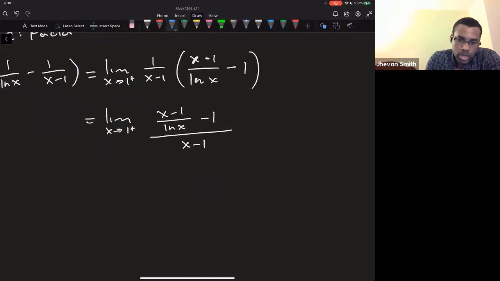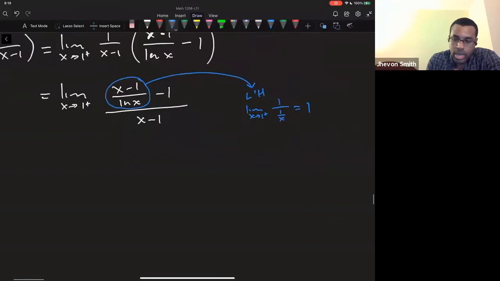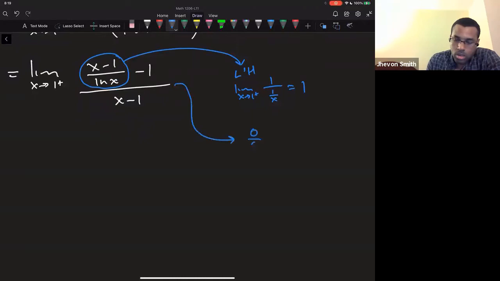Now, if you look at this guy, you'd have to apply like L'Hopital's rule inside of L'Hopital's rule. This will be the limit as x approaches 1 from the right of differentiate the top, differentiate the bottom. And so that would give you 1. And then, so on top you have 1 minus 1. So this whole thing actually approaches 0 over 0 again. So I can hit it with L'Hopital's here.